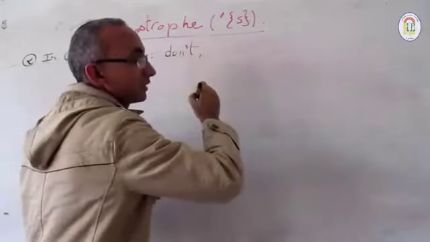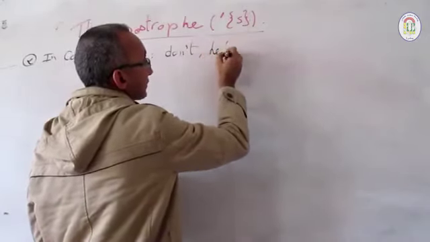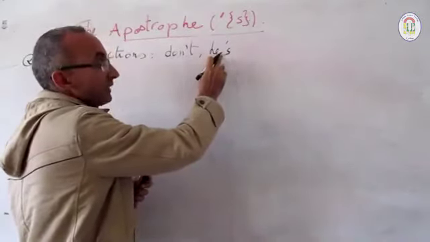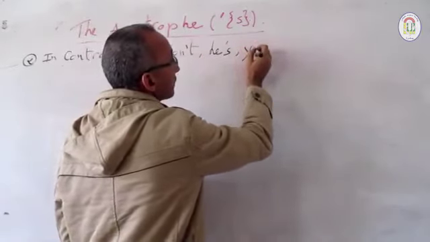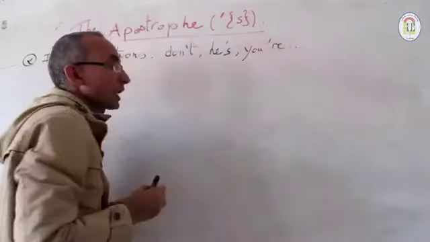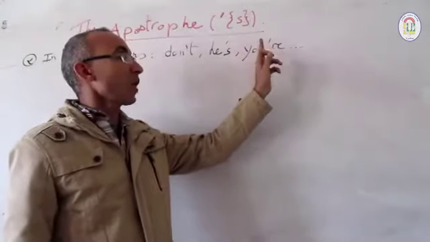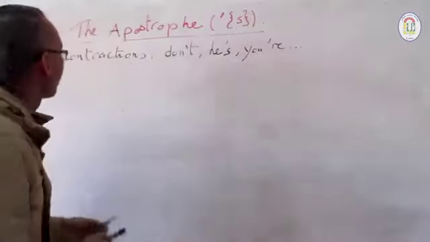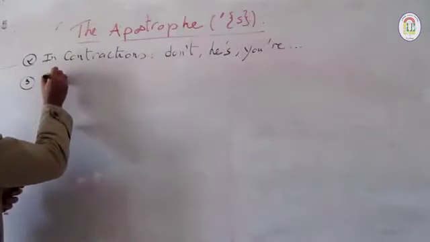Like he's, he is, right? This one indicates either he is or sometimes he has. Also like you're, you are, and so on and so forth. So whenever you have a contraction, we put an apostrophe instead of the omitted letter. Likewise, we also have another special use, for the word o'clock.